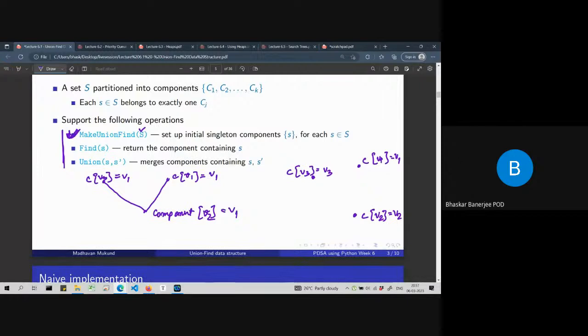So what I was saying is, this separate initialization of the vertex components would be done by make union find. So that's done. The next thing is the find method. Find method is very simple. It would only return the component, so we would simply write return component of S. That's the only thing we would do. But the main idea is the union method. This union method is the thing that we would discuss.